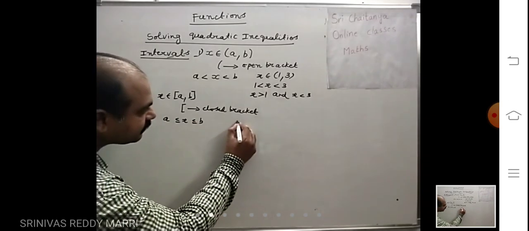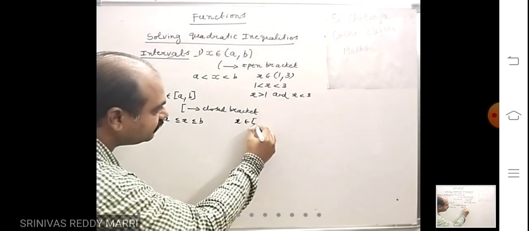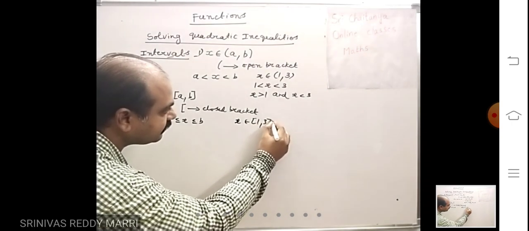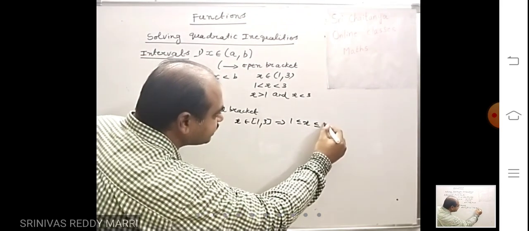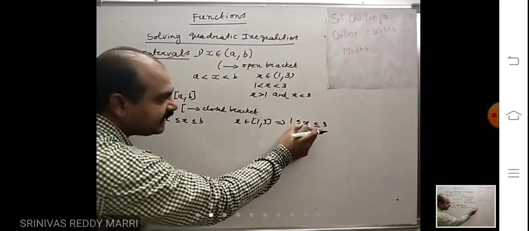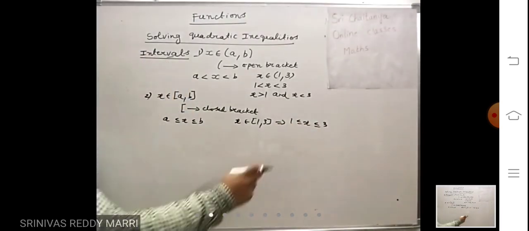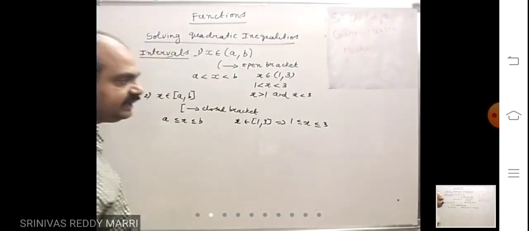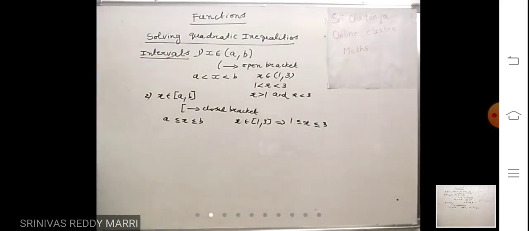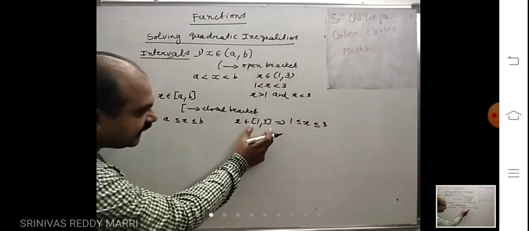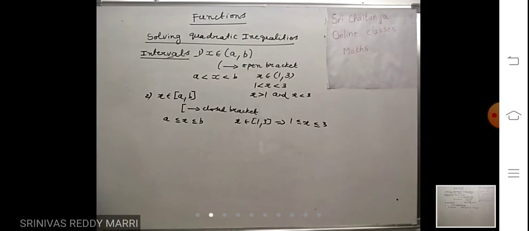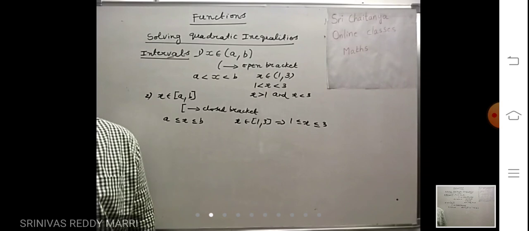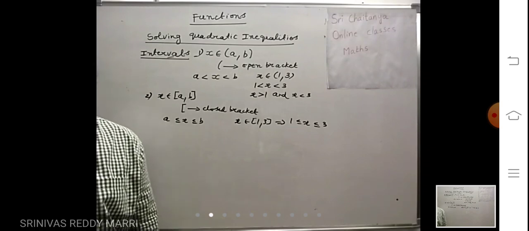Suppose, look at, X belongs to [1, 3], let us say. It means 1 less than or equal to X less than or equal to 3. It means that X is a value between 1 and 3. X can be 1 also, X can be 3 also. That means the interval [1, 3] means all the numbers between 1 and 3 including 1 and 3. The open interval (1, 3) means all the numbers between 1 and 3 excluding 1 and excluding 3.